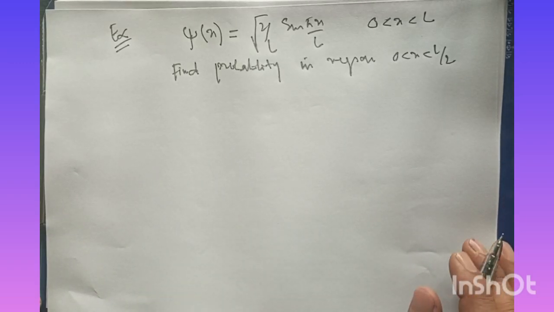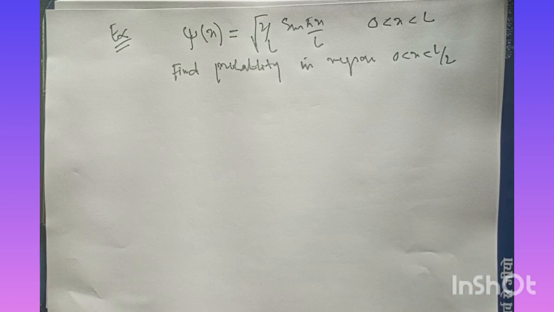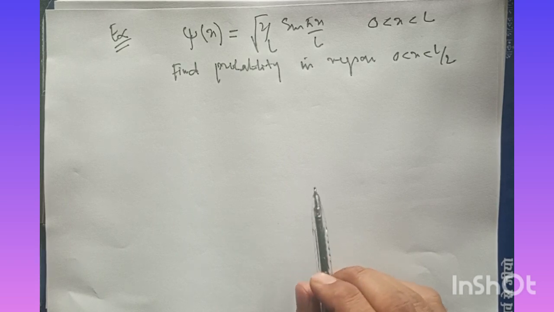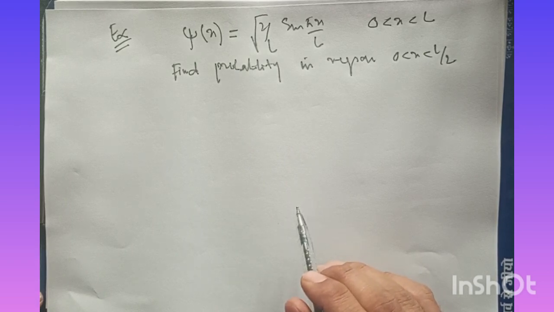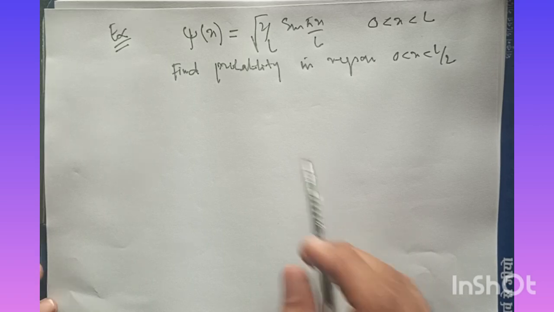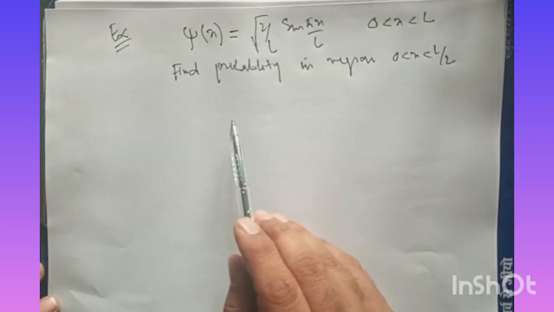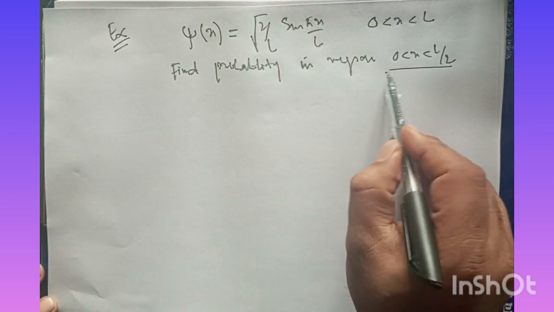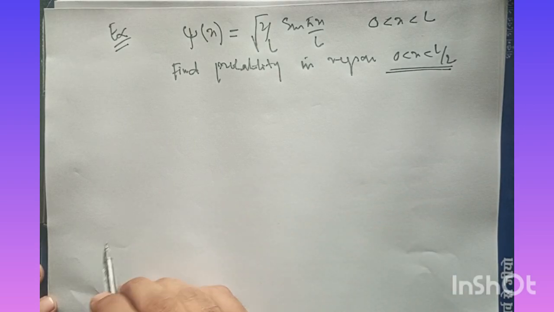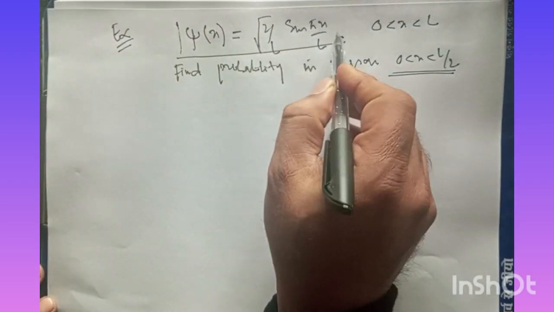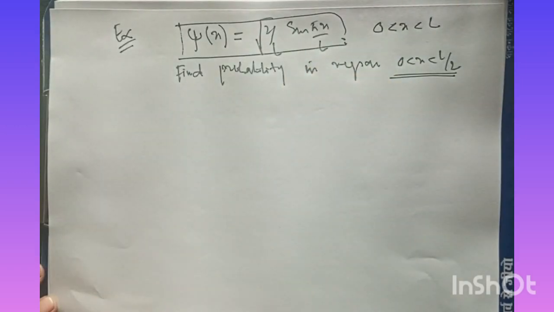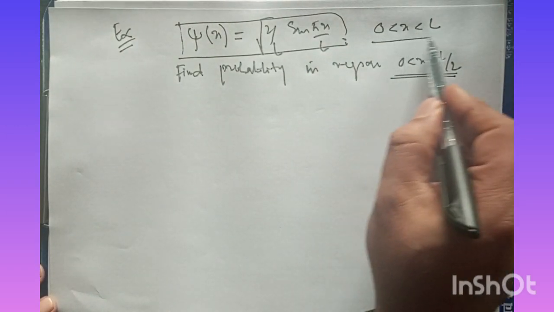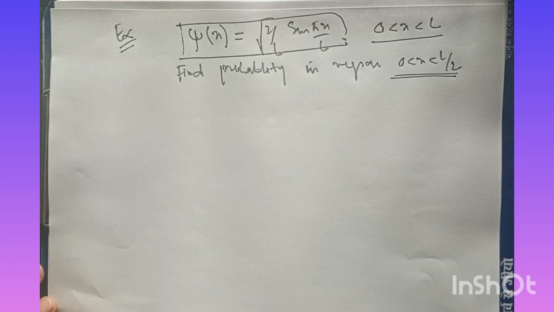So, dear students, here we'll be moving on with some more examples. You can see we have a normalized wave function, and what we are supposed to do is to find the probability of finding this particle in the region of 0 to L by 2. The wave function is given here, and this wave function is normalized within the limits 0 to L.